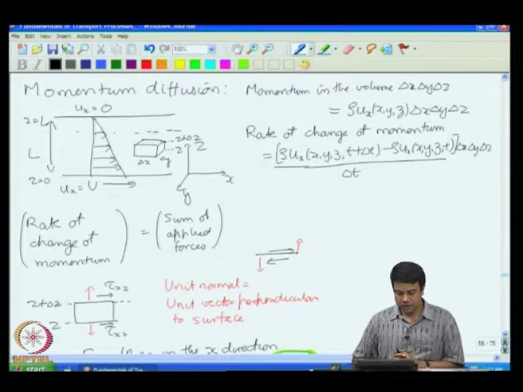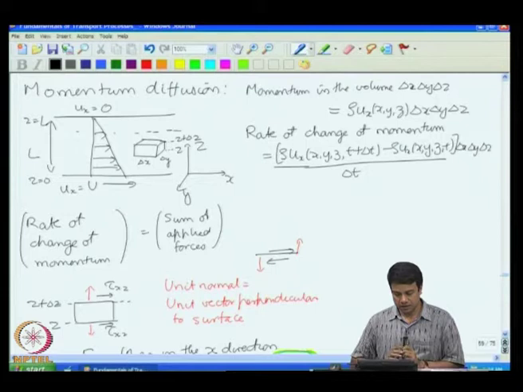What is the equivalent source in the momentum conservation equation? The source in the momentum conservation equation comes in the form of body forces. I wrote in the last lecture the sum of applied forces. Forces are of two types. One is what are called surface forces. At any differential volume, they act at the surfaces of that volume.